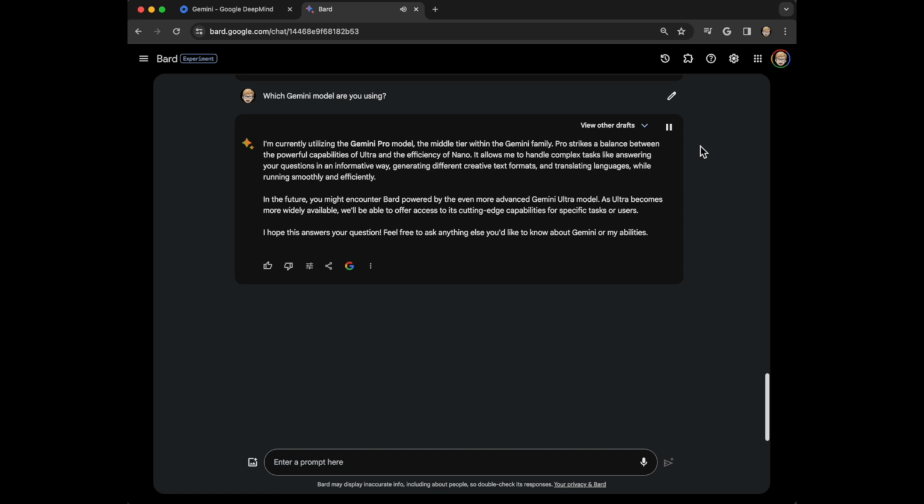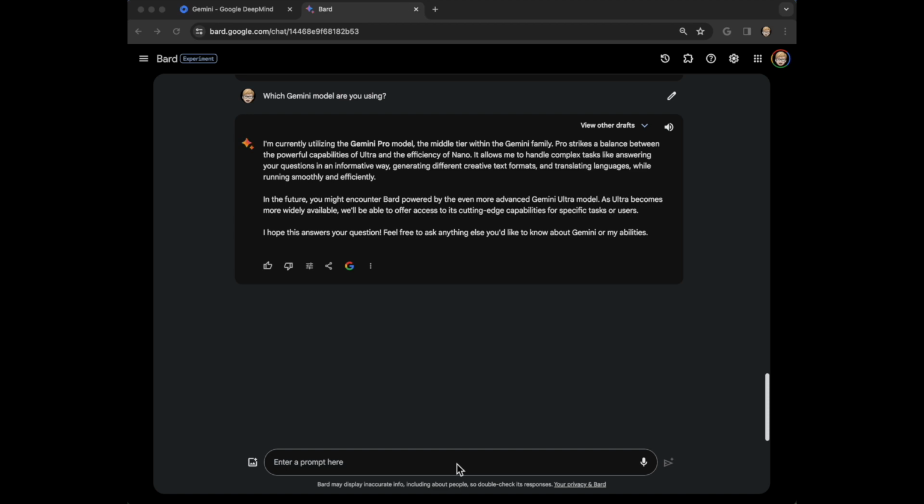It allows me to handle complex tasks like answering your questions in an informative way, generating different creative text formats, and translating languages, while running smoothly and efficiently. In the future, you might encounter Bard powered by the even more advanced Gemini Ultra model. As Ultra becomes more widely available, we'll be able to offer access to its cutting-edge capabilities for specific tasks or users. I hope this answers your question. Feel free to ask anything else you'd like to know about Gemini or my abilities.